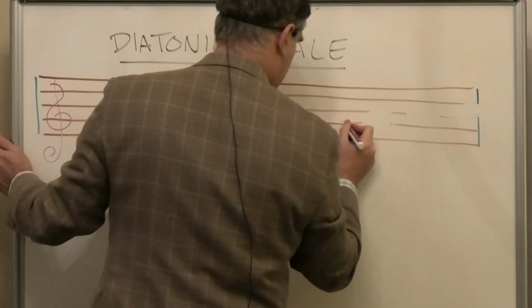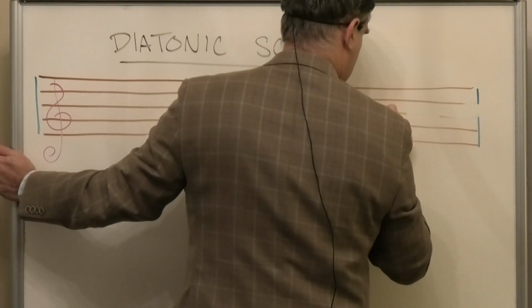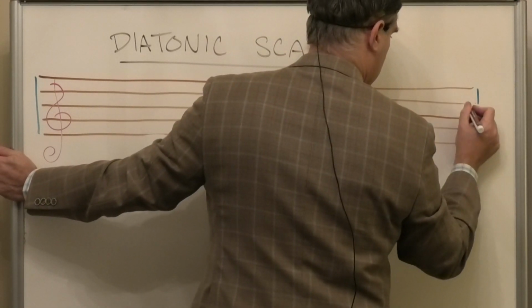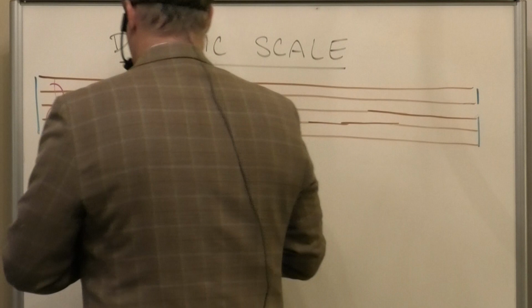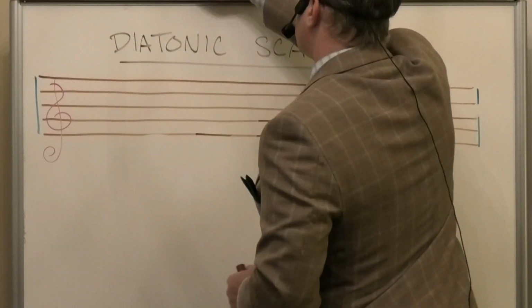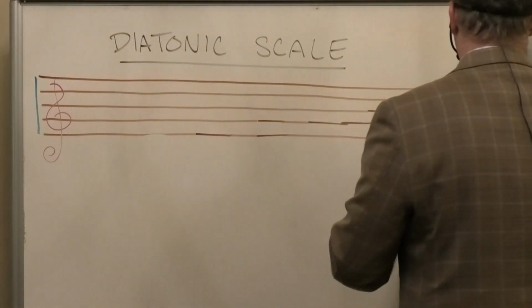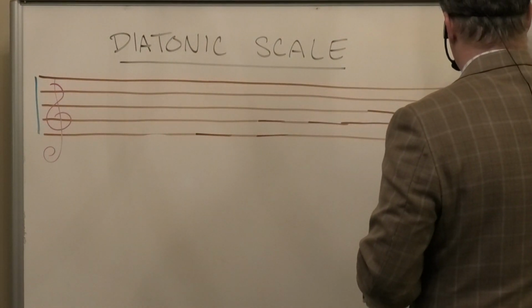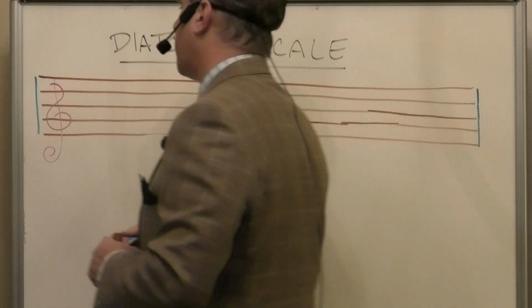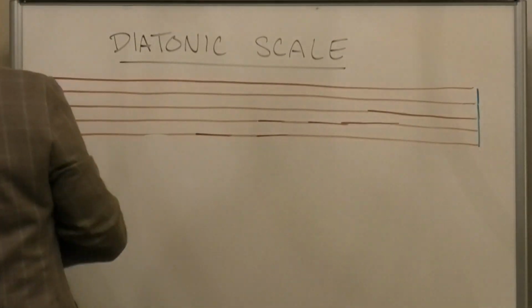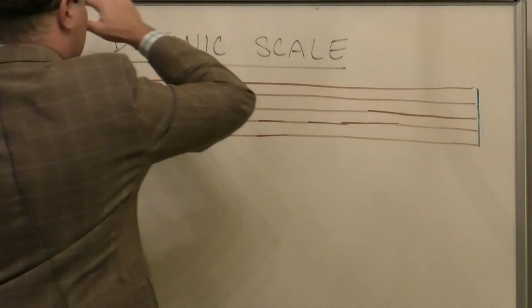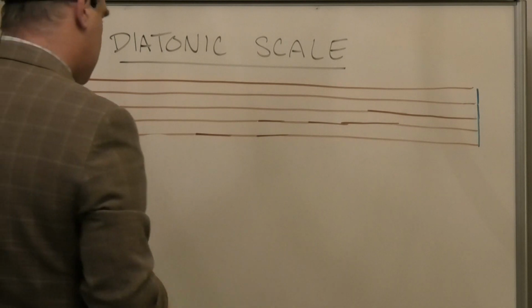Let's repair our staff here. Now the key of C has a key signature with no sharps and no flats. It's all the white keys on the piano. That's why. So if you're a string player, you don't really know why there's no sharps or flats until you look at a piano and you see, oh, they're all white keys.